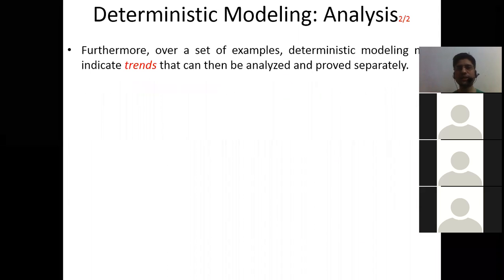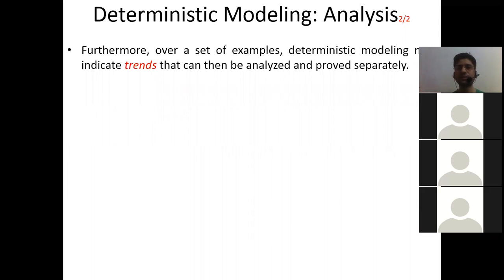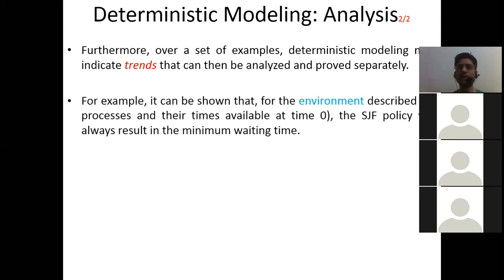Some more analysis: furthermore, over a set of examples, deterministic modeling may indicate trends that can be analyzed and proved separately. By this, you find the trend that in this particular setting, number one was shortest job first non-preemptive, then round robin, then FCFS. With this, you have got the lead. You can go for more research in this area and find trends that can be analyzed and proved separately. For example, it can be shown that for the environment described, with all processes and their time available at time zero, the shortest job first policy will always result in the minimum waiting time. So you can prove this hypothesis also.